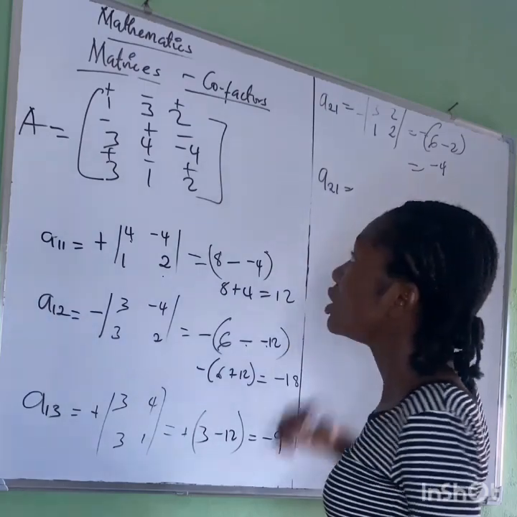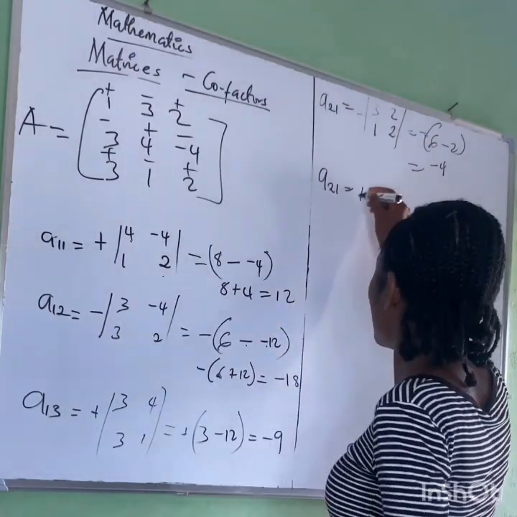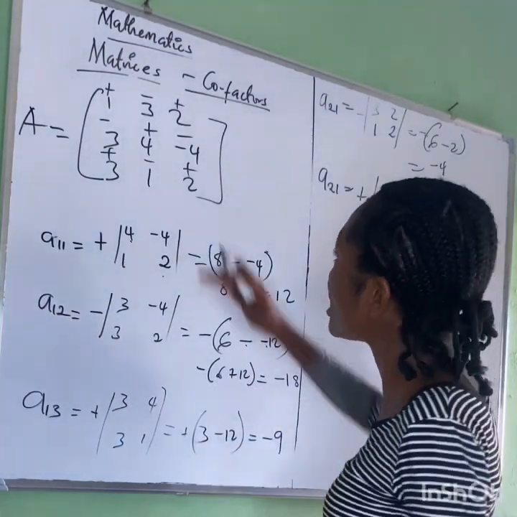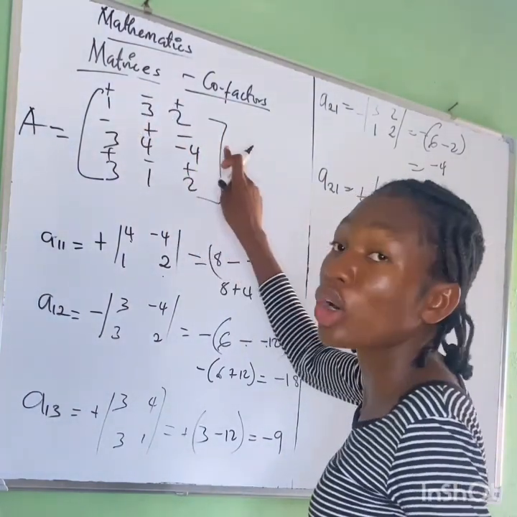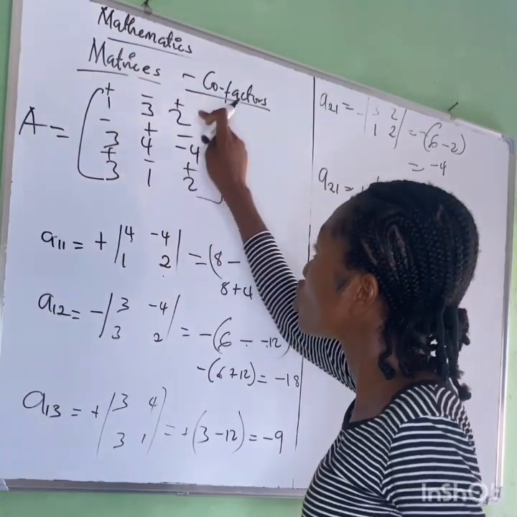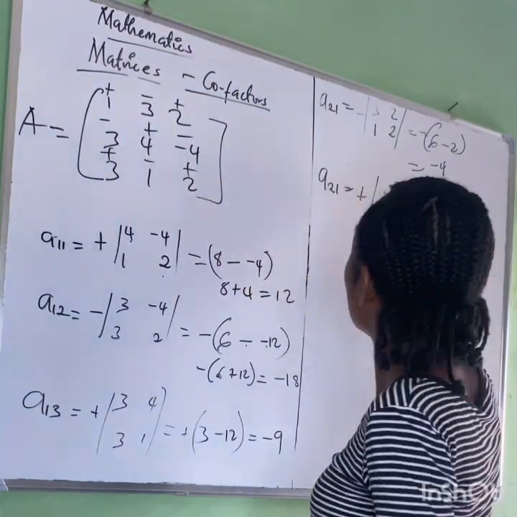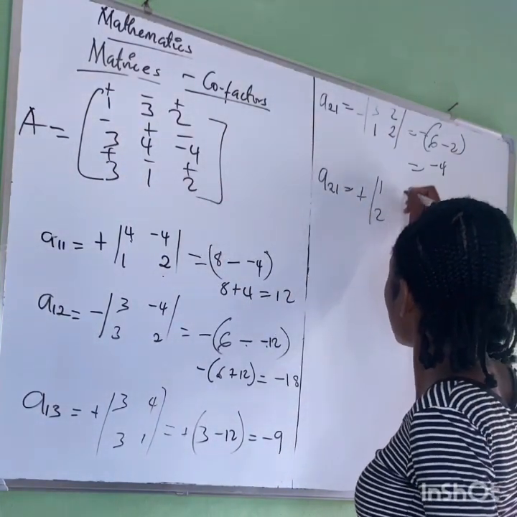All right, now we have a plus. Our sign is a plus. Then let's get our minor. Let's eliminate this. When we eliminate second row, second column, we're left with 1, 2, 3, 2. So we are left with 1, 2, 3, and 2.